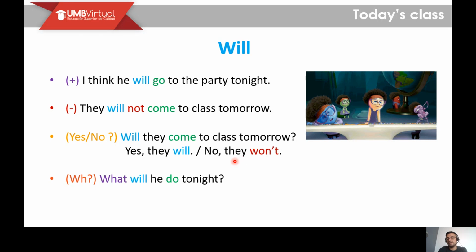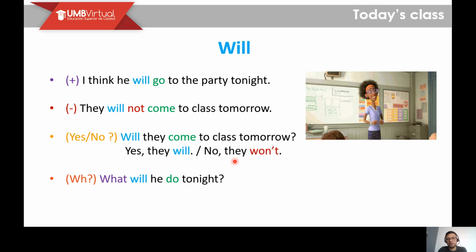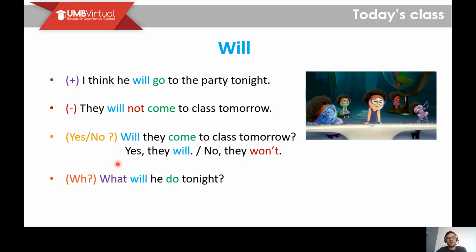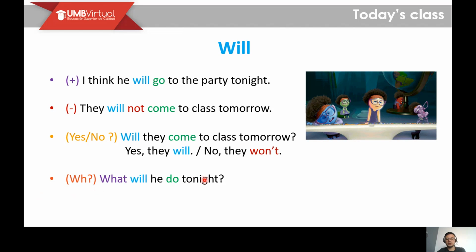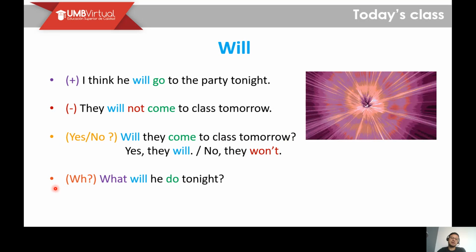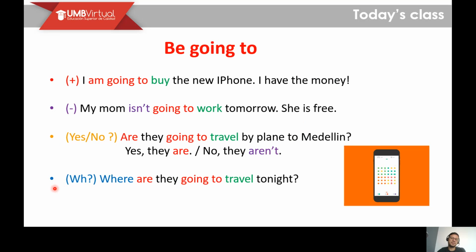Of course, once again, you can have negative questions and affirmative questions. The most regular are the affirmative. Will they come to class tomorrow? This is the affirmative, then the question, and we have short answer positive, short answer negative. Yes, comma, they will, or no, comma, they won't. With WH word, what will he do tonight? So you have the same structure like this, but adding the question form at the beginning.